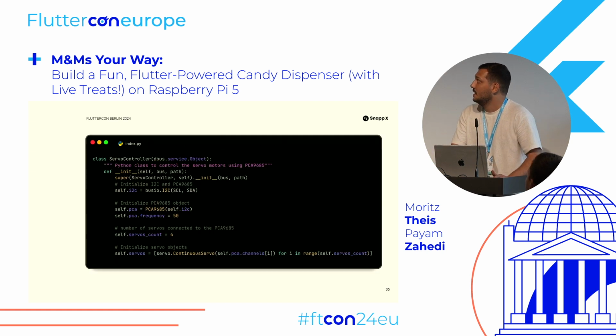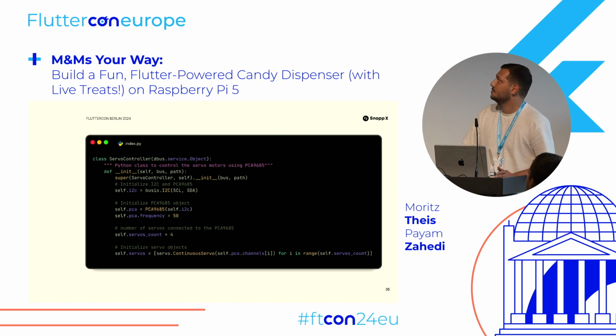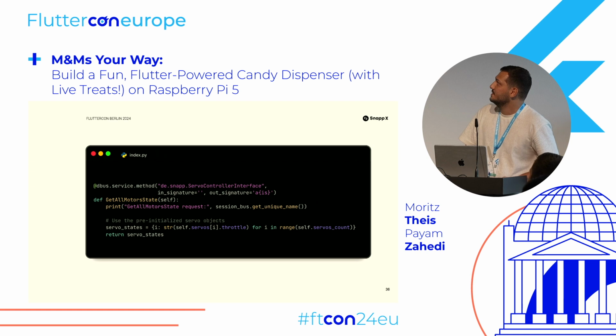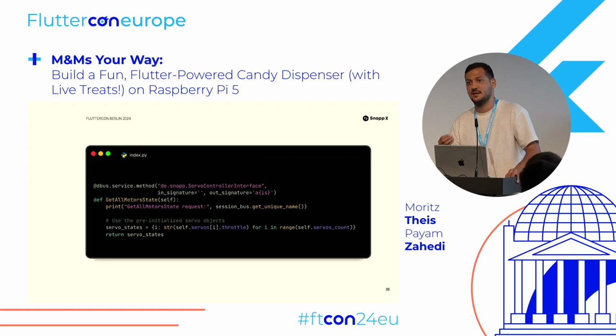This is our class for the servo controller, and as you can see, it inherits from dbus.service.Object. So basically, it is a service object for the dbus, and this is also the constructor. Nothing special in here. We are just initializing the stuff that we have, like I2C, PCA, and our servos. This is our get all motors states method. Nothing special in here. We're just returning the current states of the motors that we have.